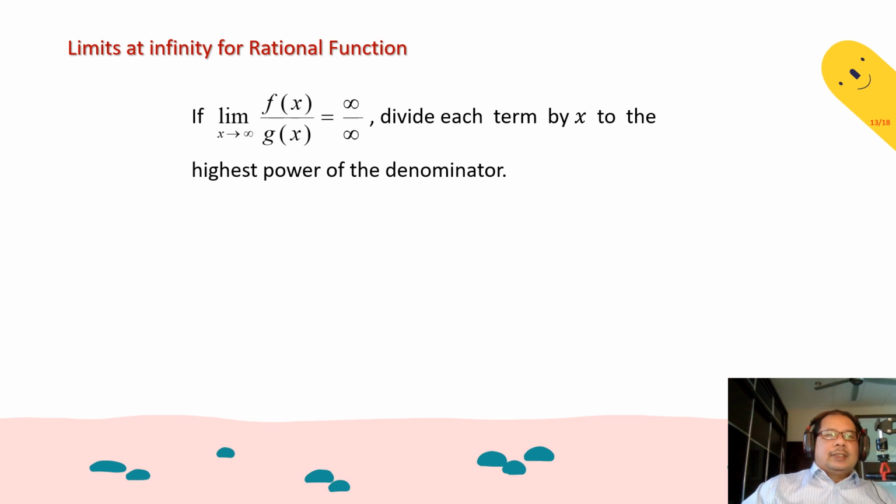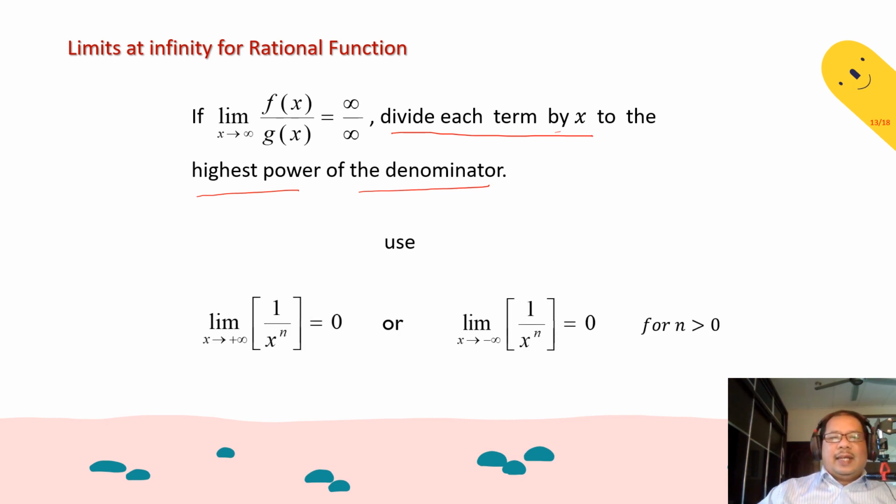Okay, now we go to the subtopic limit at infinity for a rational function. If the limit as x approaches infinity of f(x) over g(x) gives infinity over infinity, divide each term by x to the highest power of the denominator. And then we use the limit as x approaches positive infinity of 1 over x to the power of n equal to 0, or the limit as x approaches negative infinity of 1 over x to the power of n equal to 0, for n a positive value.